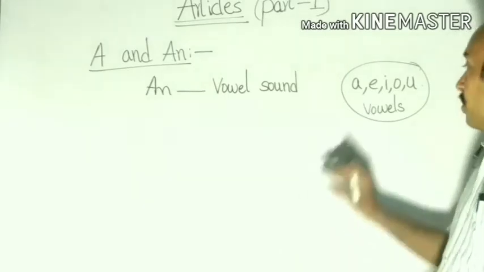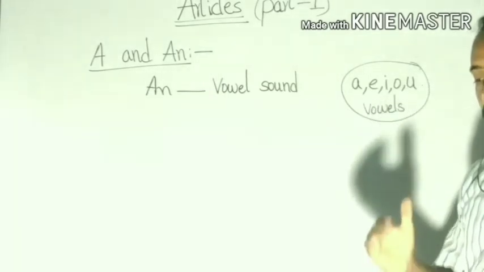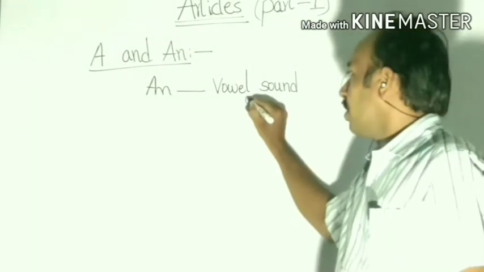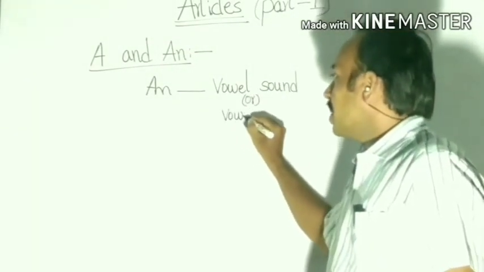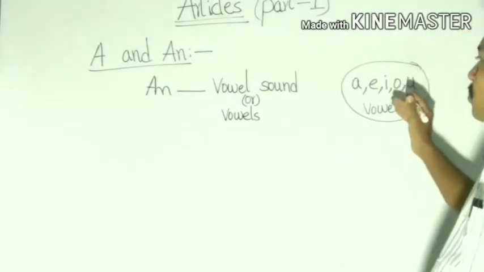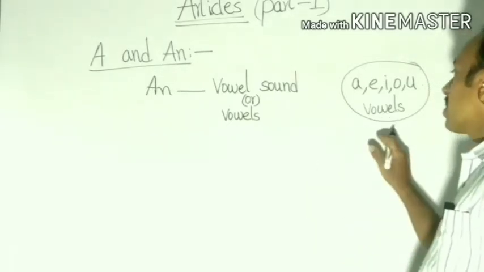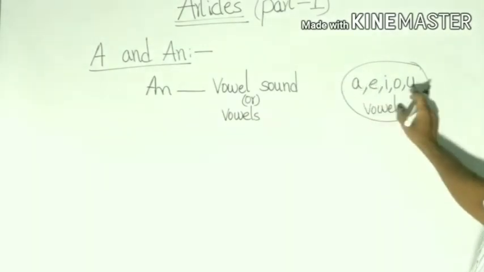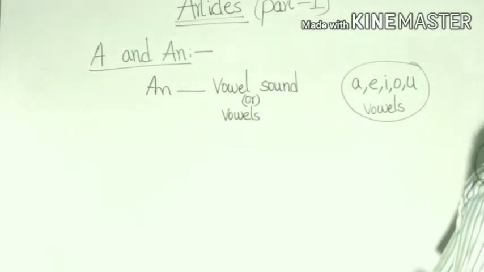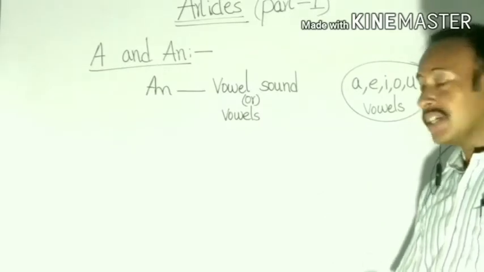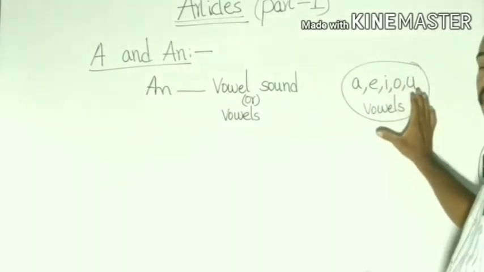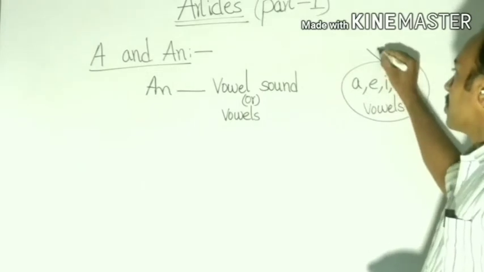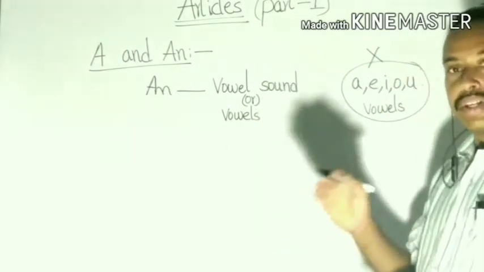But I am not talking about these vowels here. I am not talking about the vowels in the English alphabet. I am talking about the vowels, which are also called vowel sounds in English pronunciation. At the primary school level, the teachers ask the children to write an before those words which start with one of these five vowels in the English alphabet. But when you want to learn the grammar perfectly, you cannot follow this. Up to the primary school level, this is okay. But once you want to learn the grammar perfectly, you have to learn this. So it is a bit difficult.